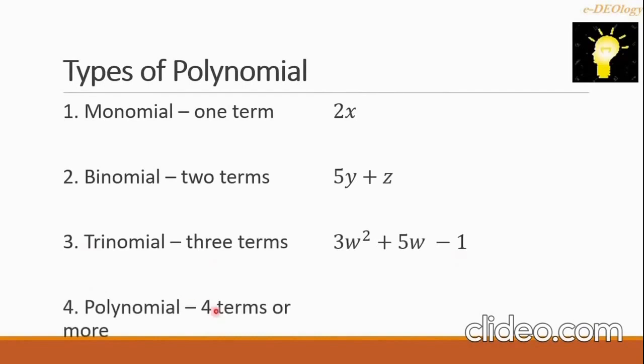For a polynomial with 4 terms or more, we use the general term polynomial. As an example, we have x cubed plus 3x squared minus 5x plus 2.